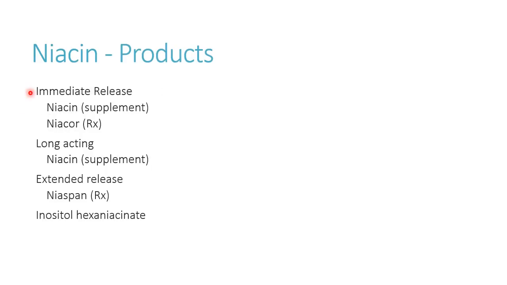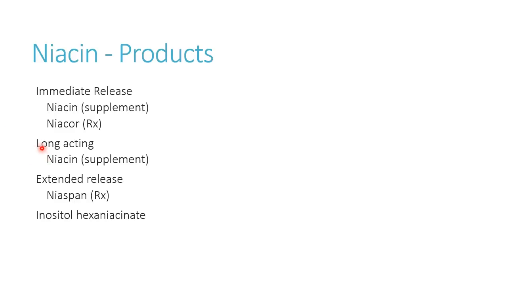You can buy the immediate release variety, so niacin itself comes as just a normal dietary supplement that you can buy out there, say at the GNC or Walmart or wherever. There's one called Niacor, which is going to be a prescription strength variety. Now we're going to find that there's a big reason why we don't like to use immediate release niacin. We're going to look at why that is in just a few seconds here.